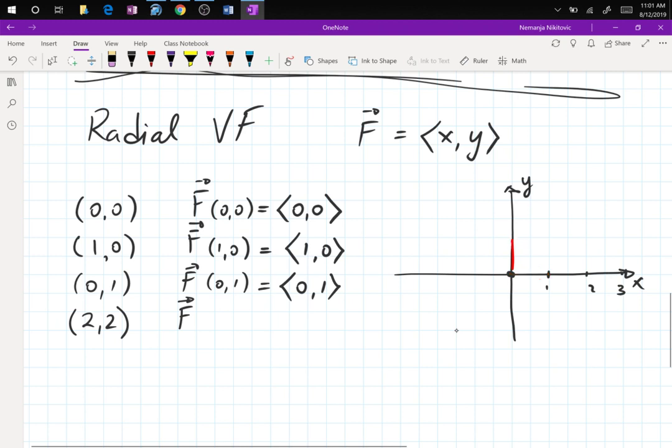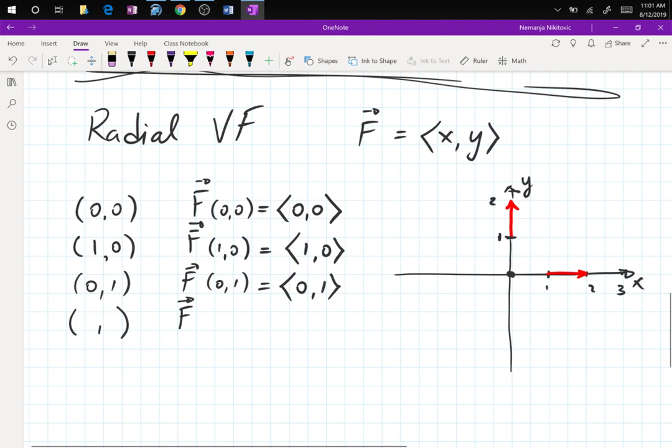Yes, vectors are free to move in space, but for vector fields, they should be drawn at the point they belong to. If this is the point at which the vector is drawn, the vector is here. There we go. And the vector is here. So not this one. Much better.